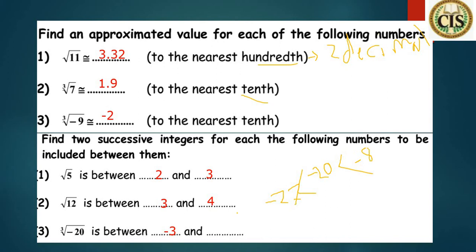We need negative cube root of 20, then we take the cube root for all sides. Cube root of negative 27 will be negative 3, and here is negative 2. So negative cube root of 20 lies between negative 3 and negative 2. Very good.